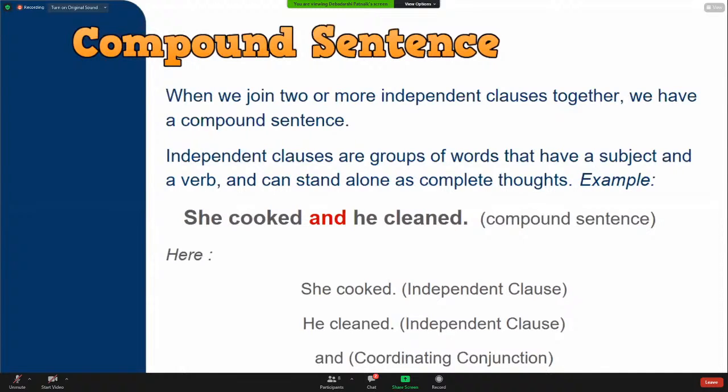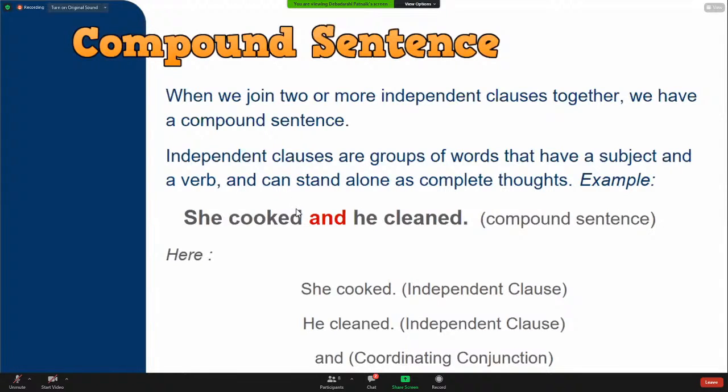That will become a complex sentence. We will see what a complex sentence is in the coming slides. But for right now, we will just focus on the compound sentence. Compound sentence means there will be two clauses. Clauses means a group of words with a subject and a verb, and it can be considered as a separate sentence.